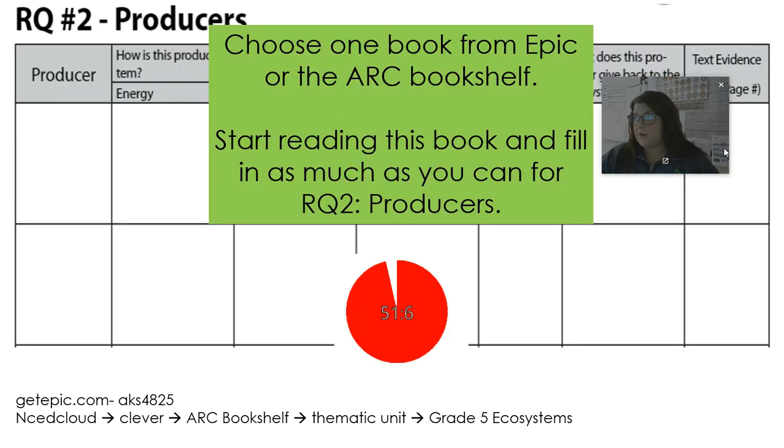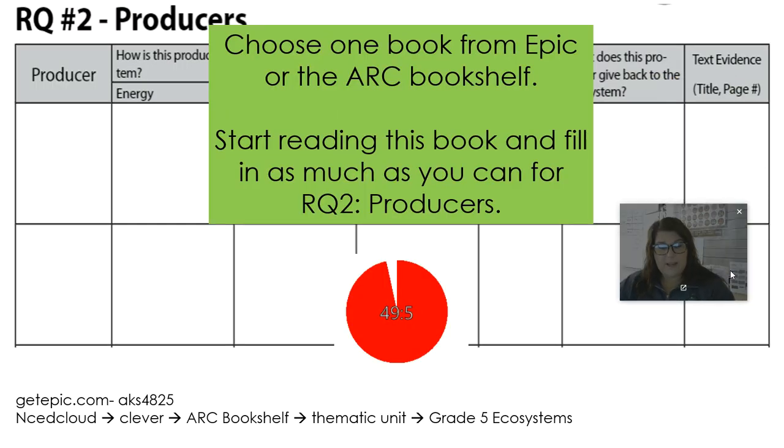So your turn. You are researching an ecosystem. This ecosystem will not be changing, so you want to take the same one that you have been researching for RQ1, and what you're going to do now is look for information about producers. So you're going to choose one book to start with from Epic or the ARC bookshelf, and we'll start reading this book and fill in as much information as you can about RQ2 producers. I'll pause the video here so we can go ahead and get started.